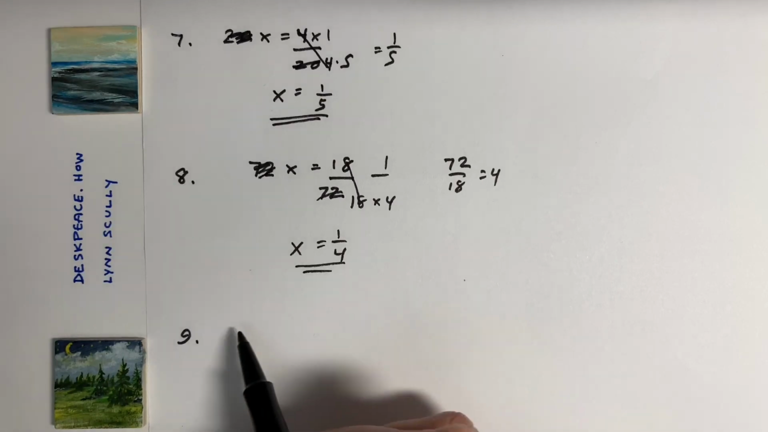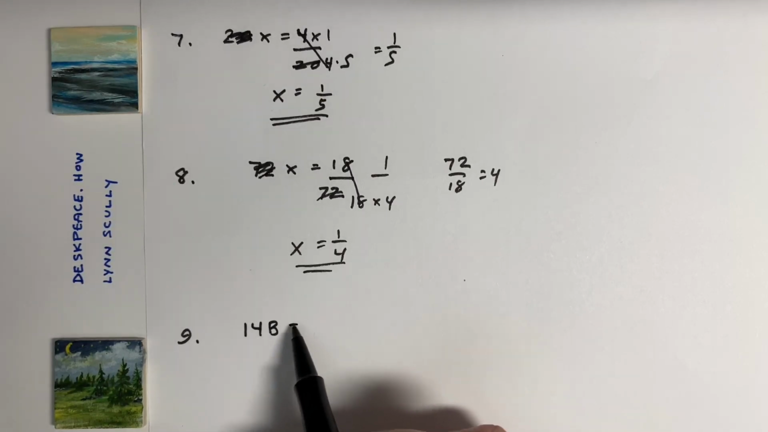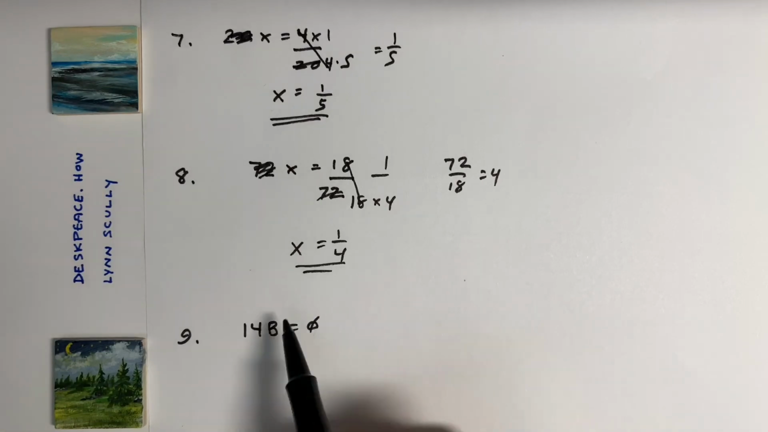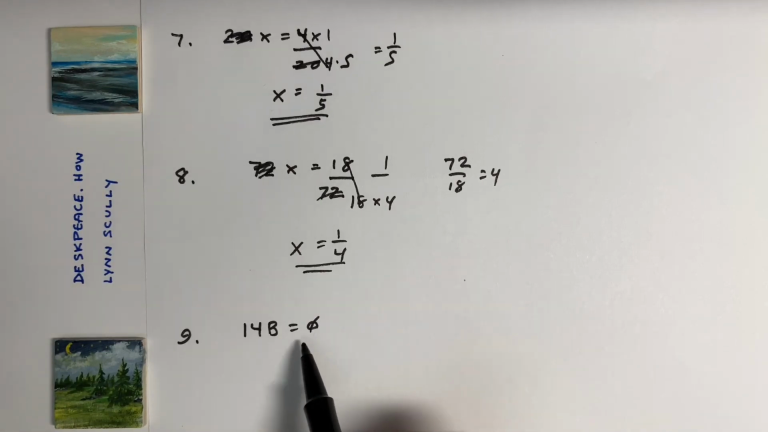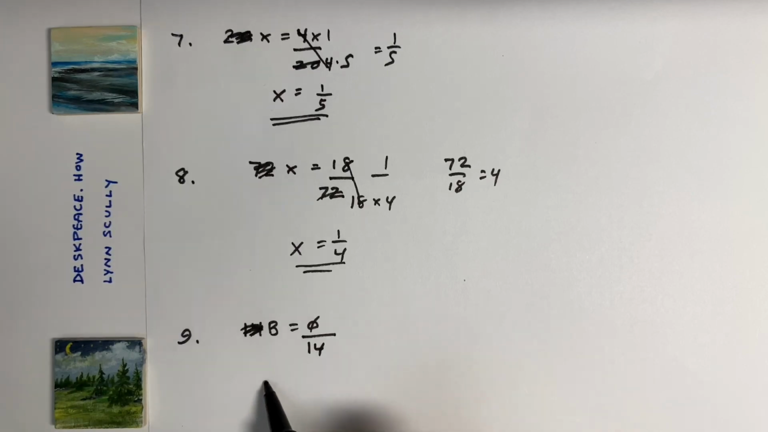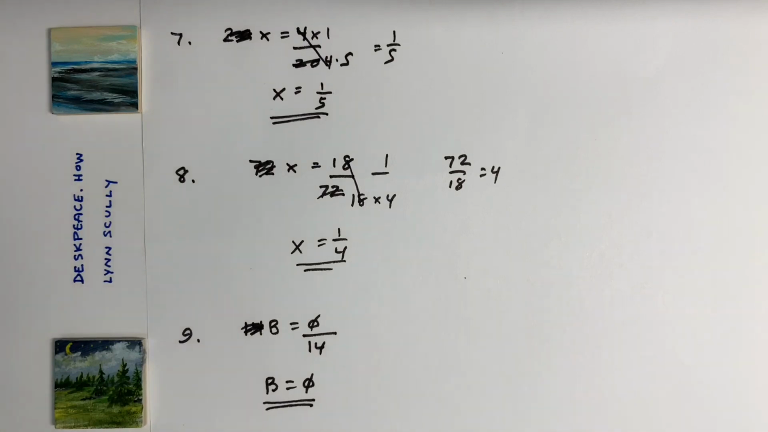Number 9, 14b equals 0. B is my unknown. 14 is attached by multiplication. I'm going to move it by division to the other side of the equal sign. And I'm going to get B equals 0. B is 0.